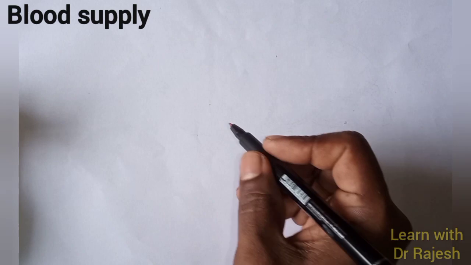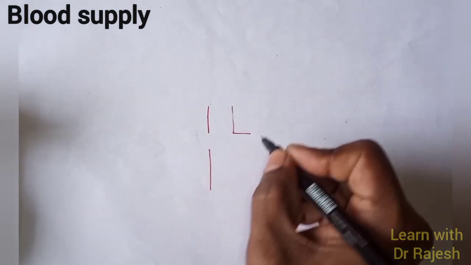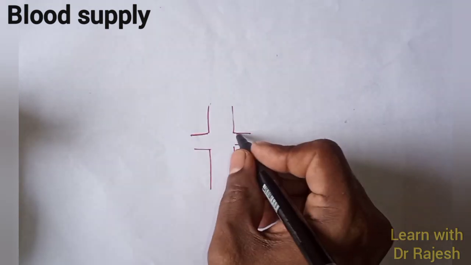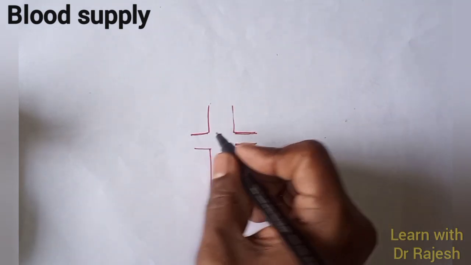Coming to the blood supply of the kidney, the kidney receives its blood through a direct branch coming from the abdominal aorta. So this is the aorta.